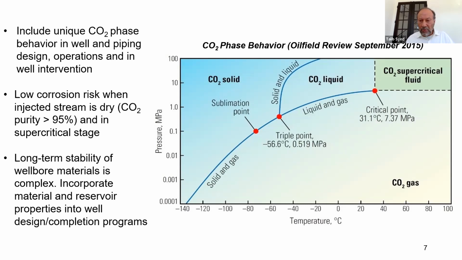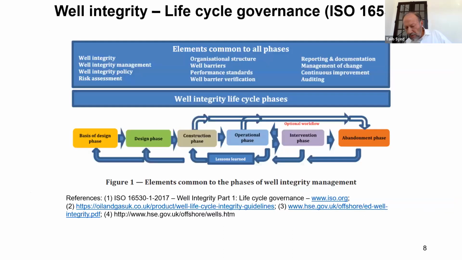These attributes at the critical point and above, shown in the green area, is where CO2 is a supercritical fluid. And that's the reason why your depths generally have to be greater than 1 kilometer in order to have the supercritical regime. So you have to take this into consideration: well and piping design, operations, well intervention. And usually the corrosion risk is less when the CO2 purity is dry. And the long-term stability of wellbore materials is complex. You've got to incorporate material and reservoir properties into your well design and completion programs.